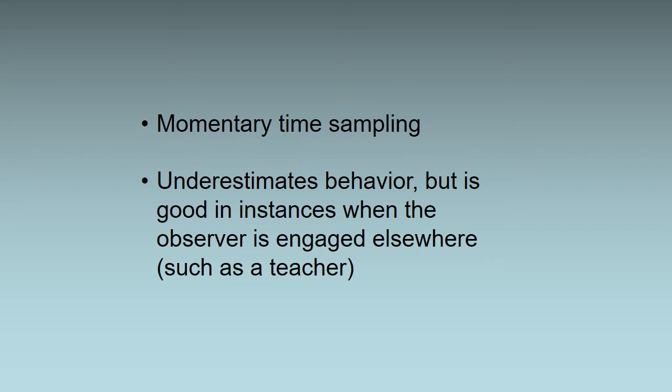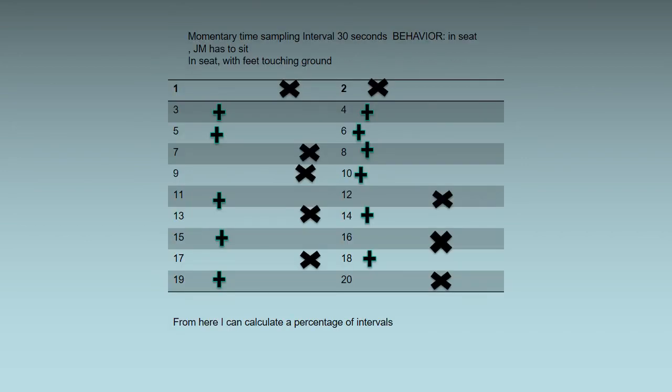I put the X's, so there it is right there. The data sheet would look the same. So in interval 1, the person looked up at the 30-second point. JM was not in their seat, so they put an X.